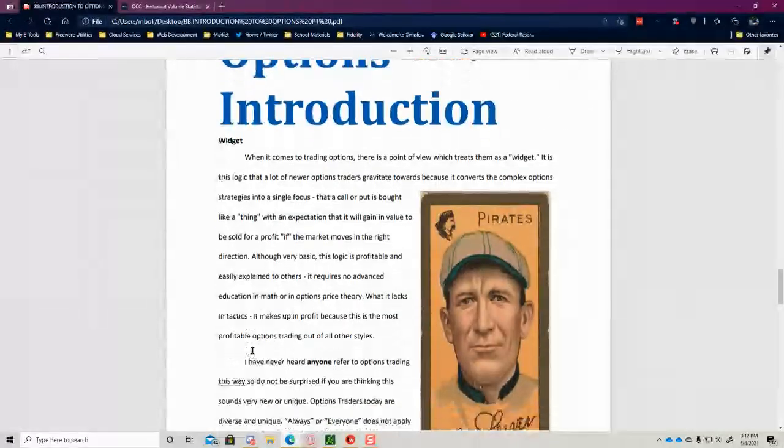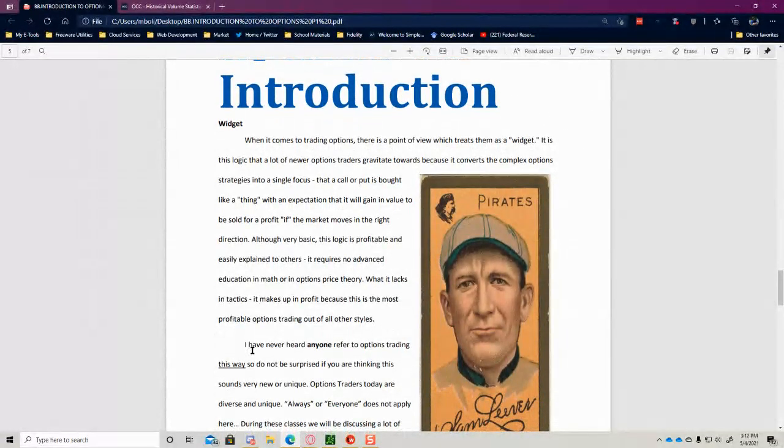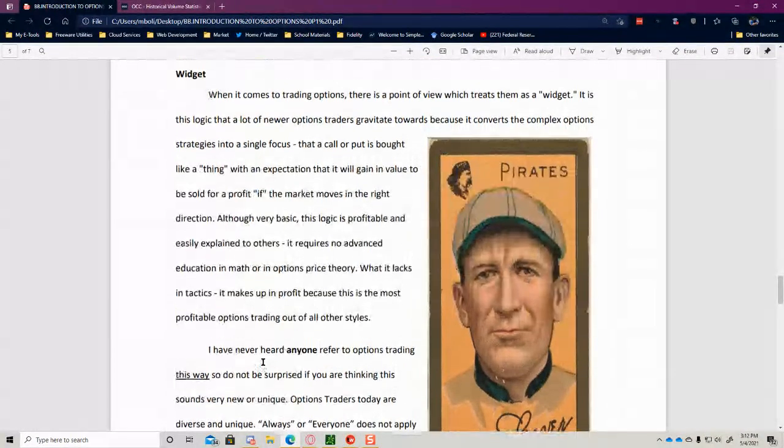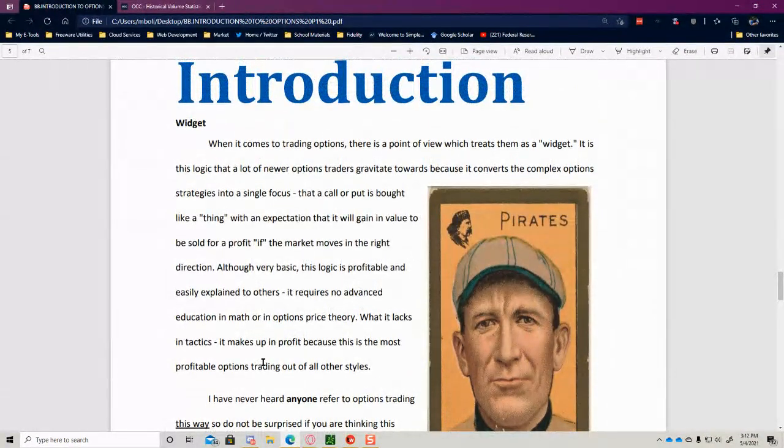All right, so this is where we start actually getting into the styles of trading. And most new traders gravitate to the options like they are some widget. This is the idea that I can buy a call and then I can sell that call later on and get rid of it. Just like buying a car and selling a car later on to get rid of it, buying a house, buying a rock, buying anything out there.